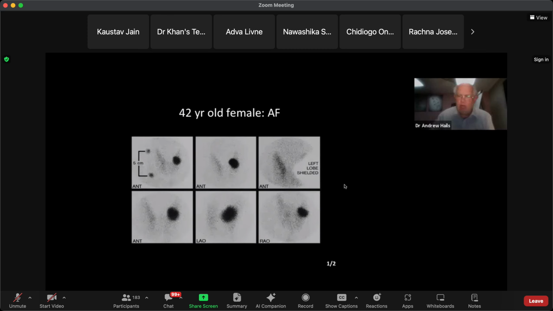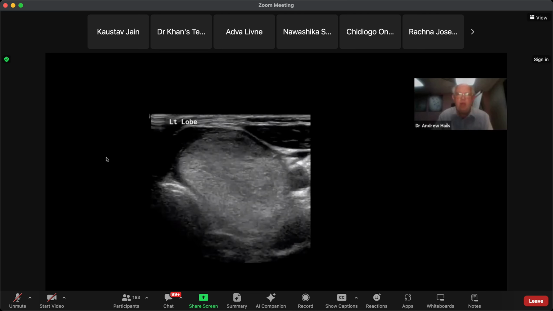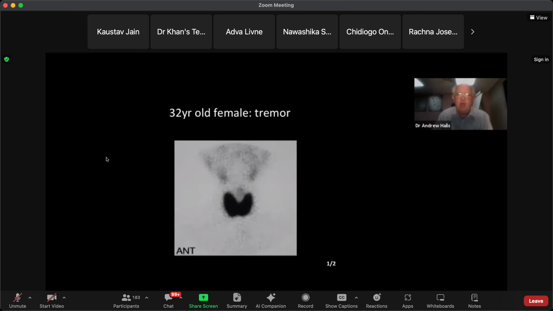Yeah, okay. The hot nodule. And there is a nodule. Right.